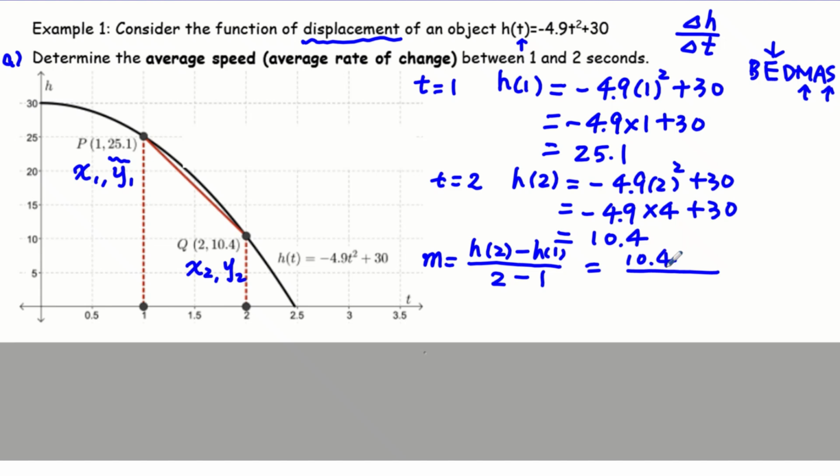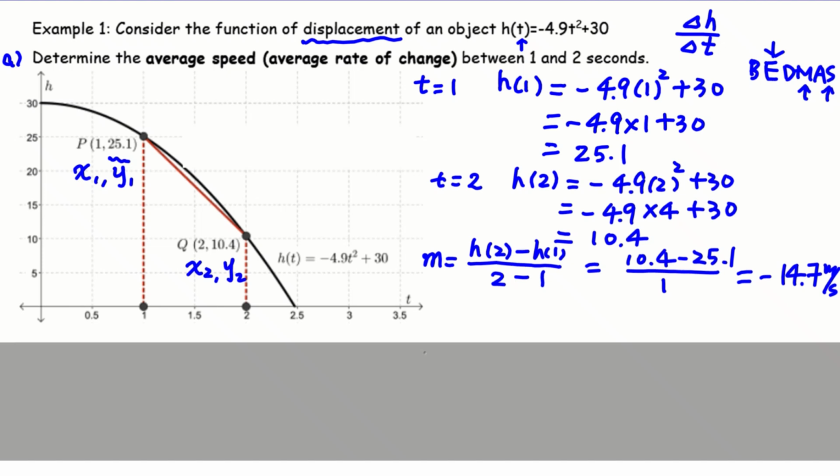10.4, take away 25.1, then divide by 2 minus 1, which is 1. So we do the calculation, you will find out it's negative 14.7 meters per second. So this is the slope here, and from left to right it is going down, so we know the slope is negative. This means that the object is going in a downward direction.